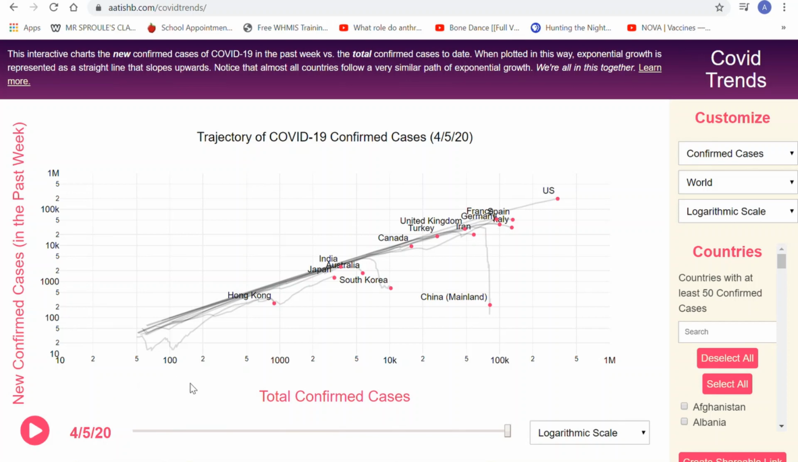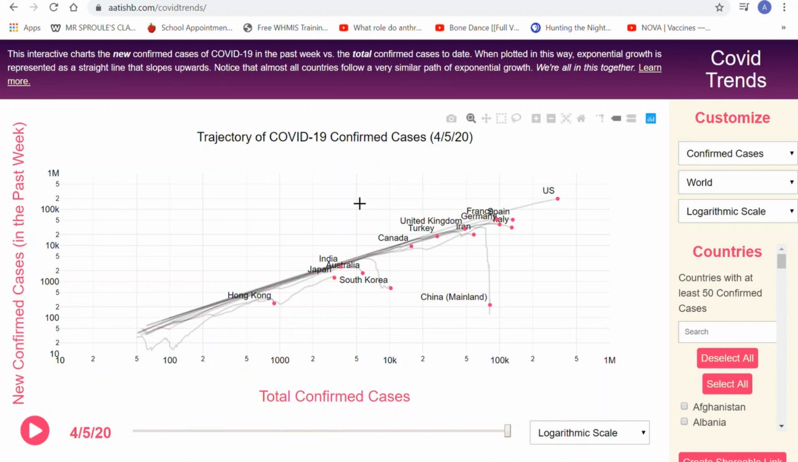Now, a couple of interesting trends. Because COVID-19 spreads similarly in different countries, it acts the same with different people, all the growth rates look very similar. So unchecked exponential growth is going to fit somewhere along this line. You can see the United States is currently at the top with just about 300,000 to 400,000 cases and 200,000 new cases in the past week. And if I mouse over, it'll give me the exact total.